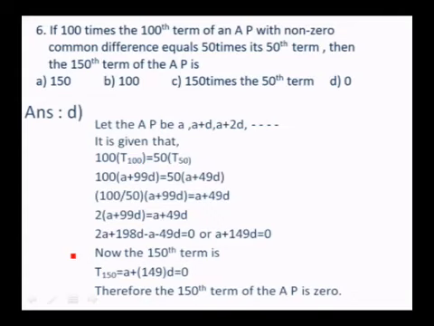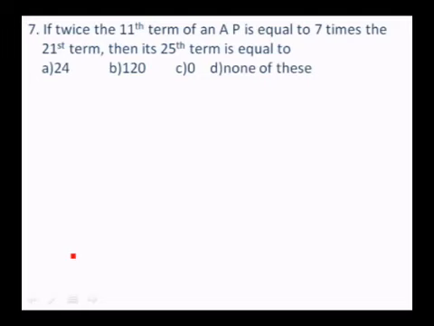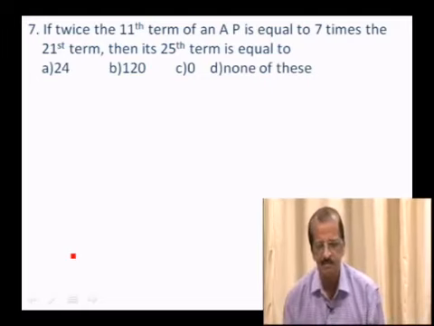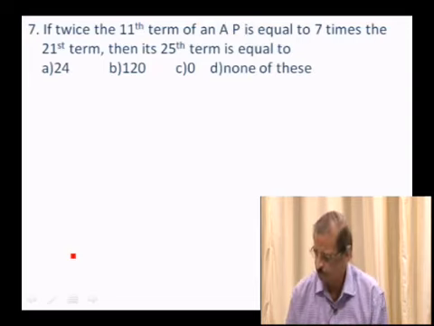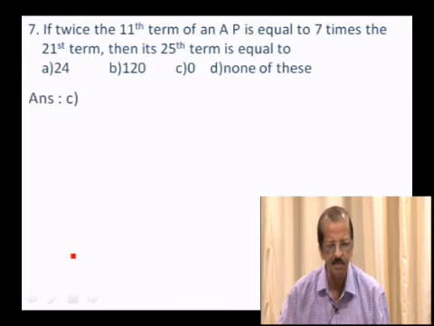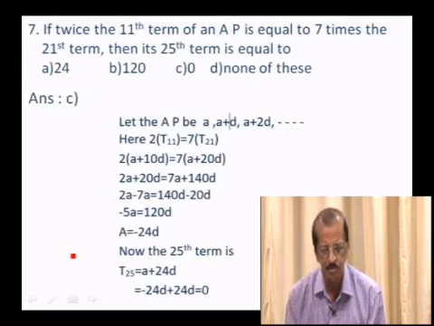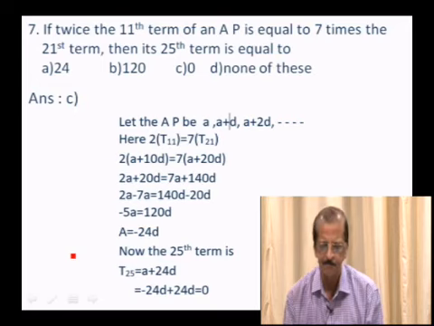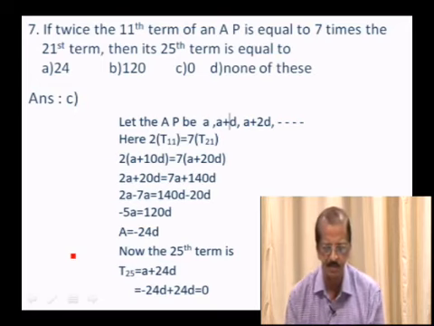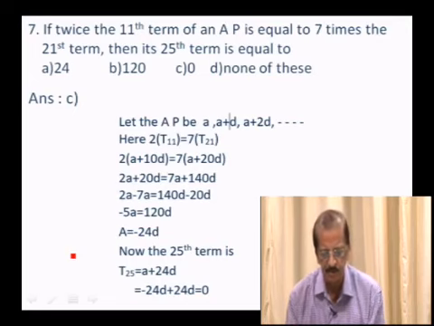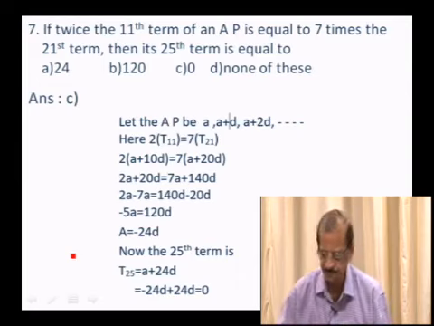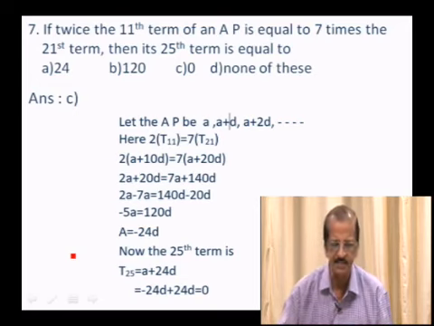So, carefully work out this one, it is not very difficult, you can just do that. 7th one: twice the 11th term of an AP is equal to 7 times the 21st term, then its 25th term is also equal to? So, here this also in the same manner you can just work out. You know these two terms: 2 into T11 is equal to 7 into T21, so 2 into (A plus 10D) is equal to 7 into (A plus 20D). If you simplify, you get A equals minus 24D. Now, the 25th term T25 is equal to A plus 24D. So, minus 24D plus 24D, that is equal to 0. So, the option is once again C, 0.